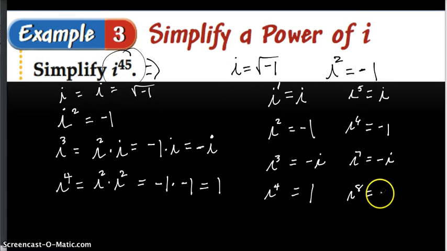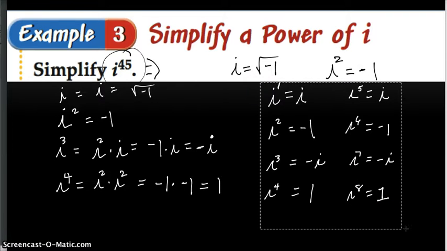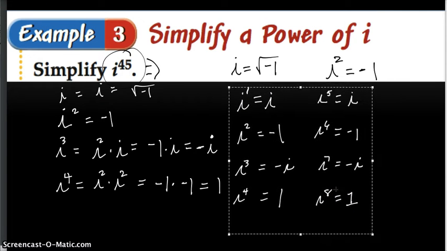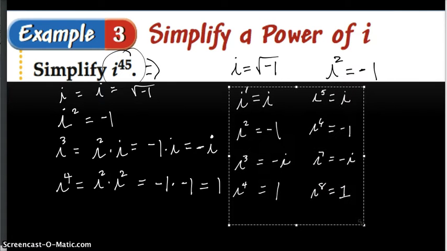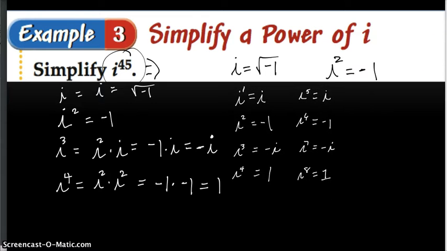i to the eighth can be written as i to the fourth times i to the fourth. i to the fourth being 1 tells me that this is really just 1 times 1, which is 1. Therefore, i to the eighth is simply 1, as we have right here. So what I'm noticing, and I hope you are too, is that we have a pattern emerging. And we're going to use this pattern to answer this question over here. I'm going to shrink this and talk about what the continuation of this pattern looks like.